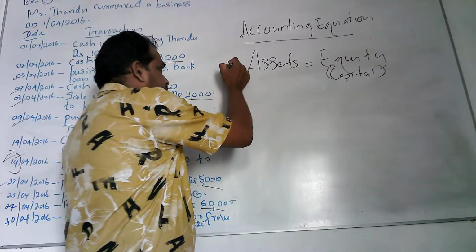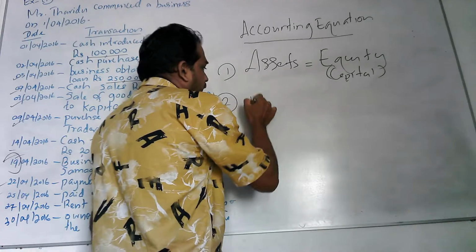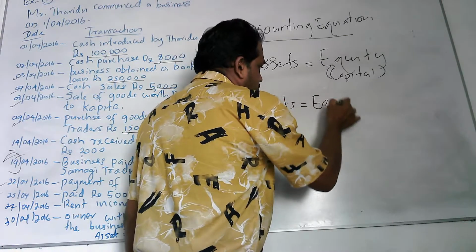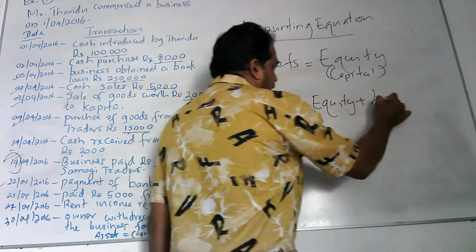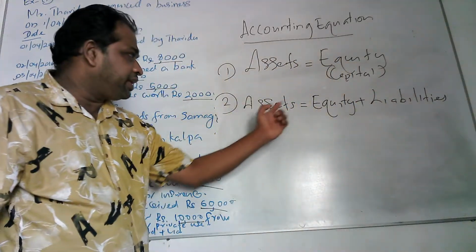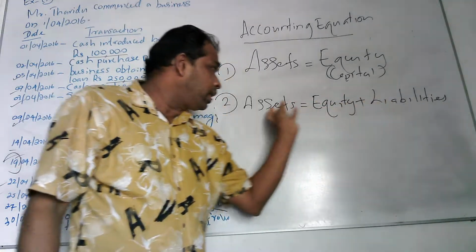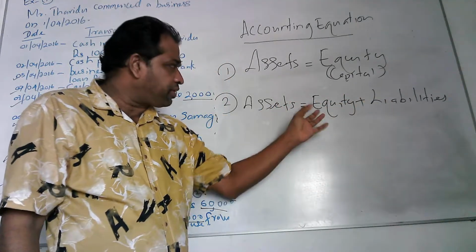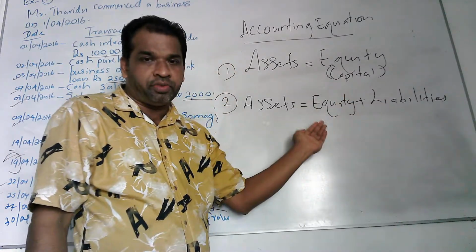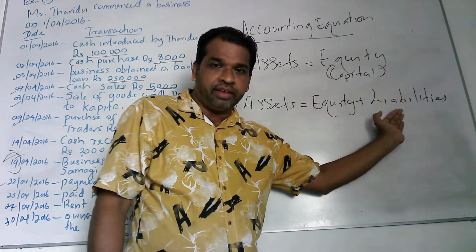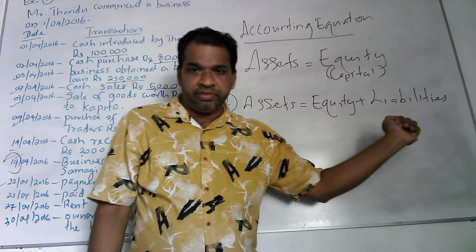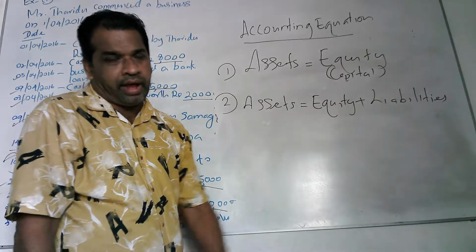So, our second equation is assets equal equity plus liabilities. Here, assets equal equity plus liabilities means total assets have been invested by both parties. That means equity plus liabilities. Equity means the owner of the business. Liabilities means other external parties, like bank loans, accrued expenses, trade payables, bank overdraft.